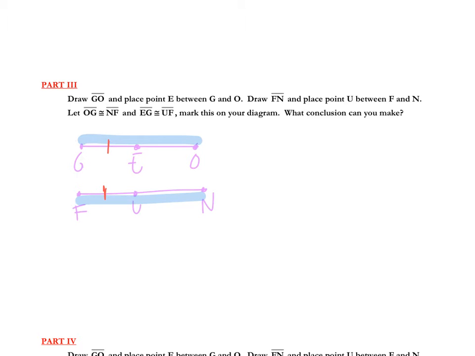So what does that mean? Well, let's give these numbers. I think sometimes when you assign numbers to values, it makes more sense. So let's say GO is 10 and FN is 10. Then EG is 3 and UF is 3. What does that say about EO and UN? They're both going to be 7, so these are congruent. So we can say EO is congruent to UN.